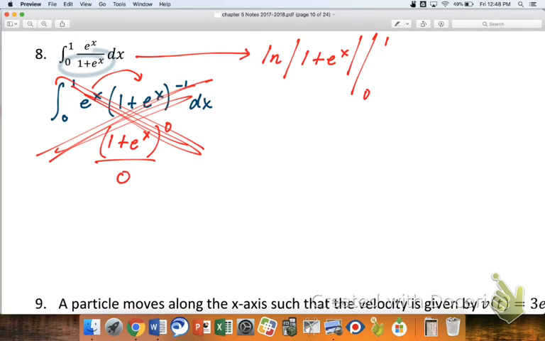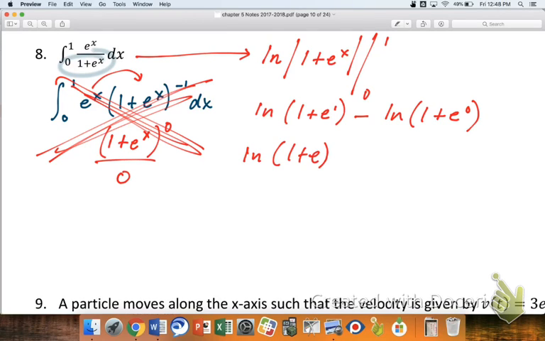The derivative of the denominator is the numerator, then that's your antiderivative. Evaluate from 0 to 1. So this would be ln of 1 plus e to the first minus ln of 1 plus e to the 0. So we could clean it up a little bit. It could be ln of 1 plus e minus ln of 2. Right? Because e to the 0 is just 1. 1 plus 1 is 2.